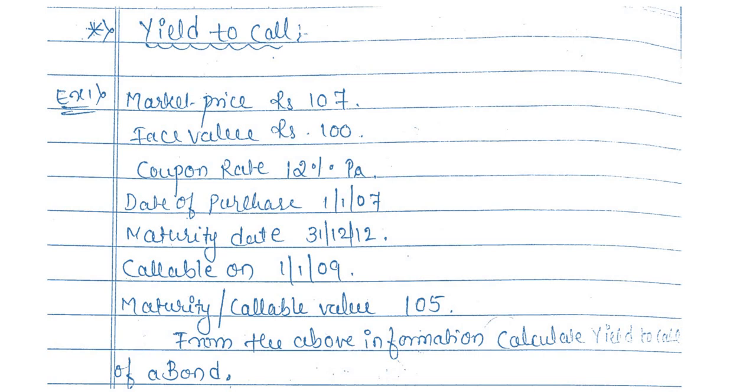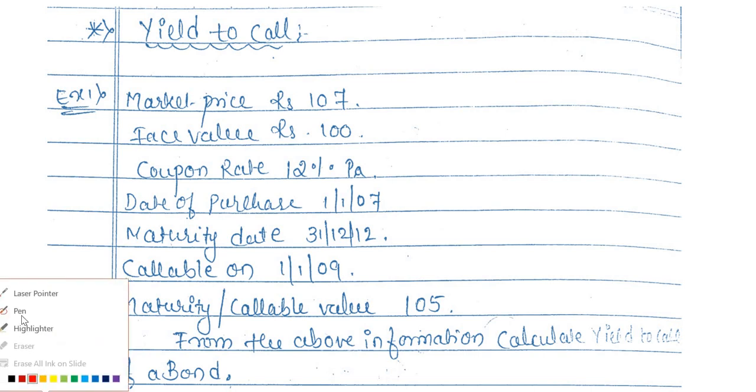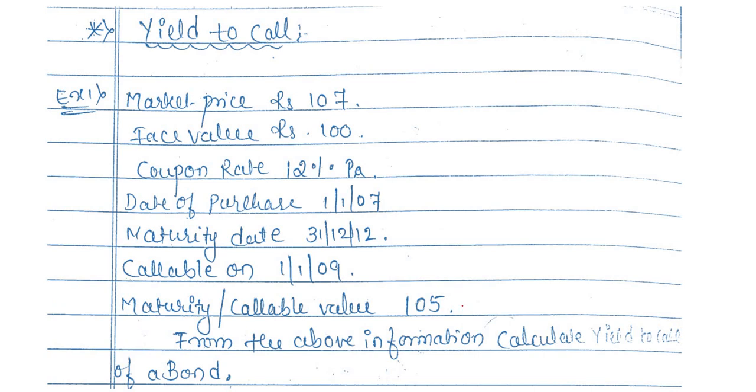The given market price is 107, face value is rupees 100, coupon rate 12%, date of purchase 1/1/2007, date of maturity 31/12/2012, and callable on 1/1/2009. Maturity or callable value is 105. From the above information, calculate yield to call of the bond. So all this information is already given. With the help of this information, we have to calculate the yield to call.